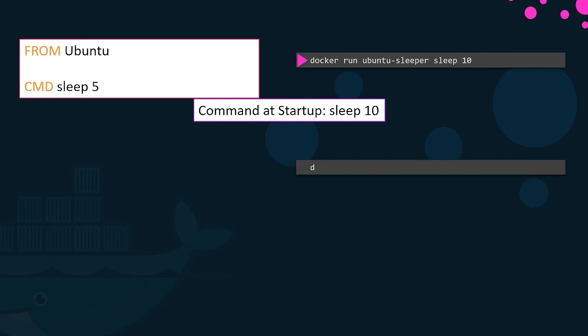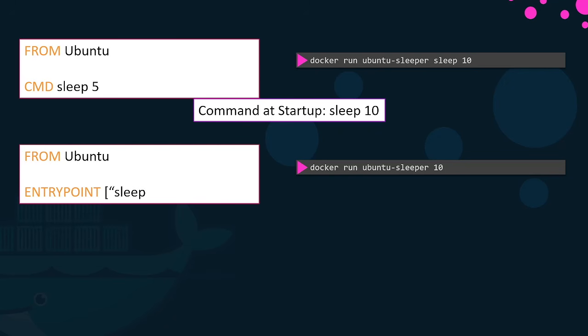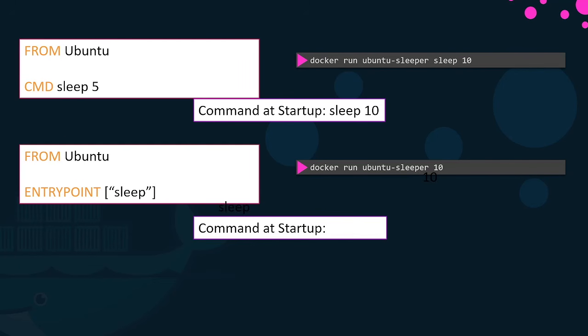Instead, we would like it to be something like this: docker run ubuntu-sleeper 10. We only want to pass in the number of seconds the container should sleep, and the sleep command should be invoked automatically. And that is where the ENTRYPOINT instruction comes into play. The ENTRYPOINT instruction is like the CMD instruction, as in you can specify the program that will be run when the container starts. And whatever you specify on the command line, in this case 10, will get appended to the entrypoint. So the command that will be run when the container starts is sleep 10.